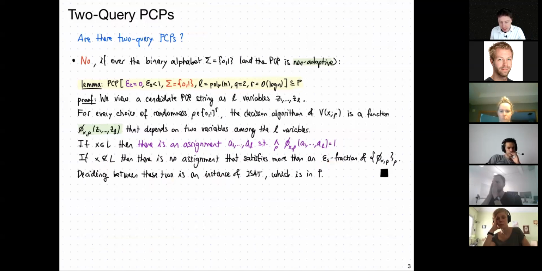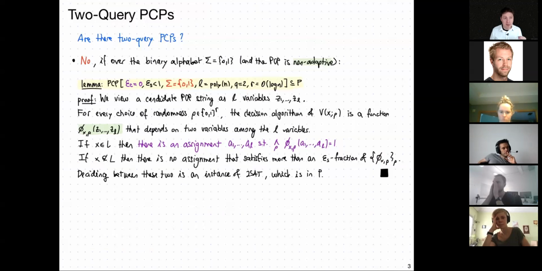Deciding between these two cases is an instance of 2SAT, which is in P. Why is it an instance of 2SAT? Because whatever this function is, it depends on two variables, so you can just express it as a clause on two variables. Here we have N clauses of two variables each. And 2SAT has this threshold phenomenon where 3SAT is NP-complete, but for 2SAT there is even a linear time algorithm to solve it.